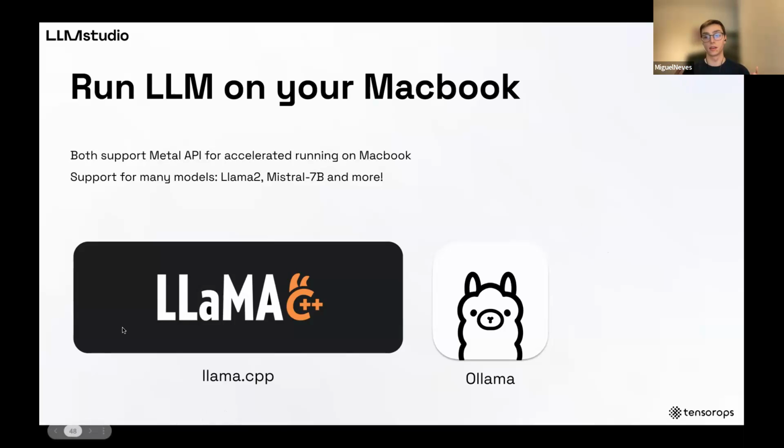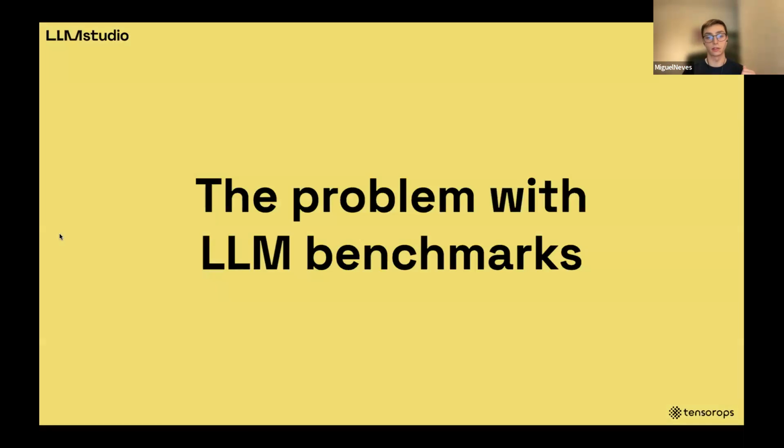Yeah, and I hope I get you excited about these techniques. There are a lot more that we will not cover, but that you can research. And with that said, I'll pass it over to Gabriel to discuss some of the problems with LLM benchmarks.